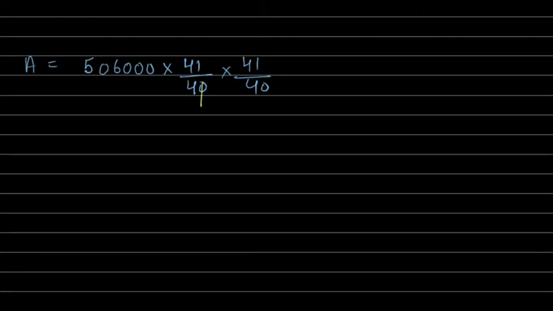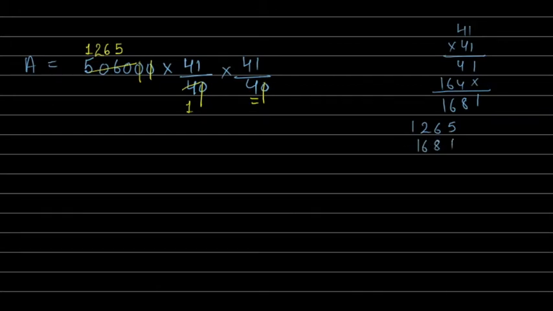We can cancel 1 and 2 zeros. Now if you divide it by 4: 4 ones are 4, 4 ones are 4, 1 carry, 4 twos are 8, 2 carry, 4 sixes are 24 and 4 fives are 20. So 41 into 41 into 1265 to be divided by 4. Now let's see how much is 41 into 41. This comes out to be 1681, right? It means now you have to multiply 1265 with 1681.